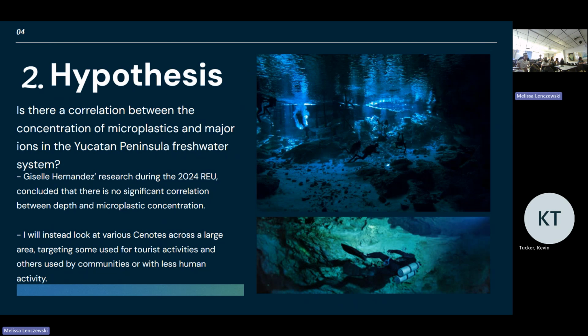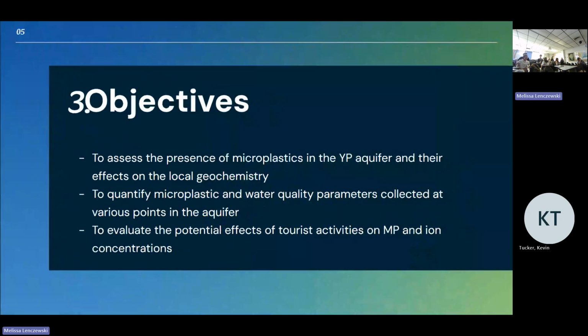Because of this, I'll be looking at a wider area, and I'll only be taking water samples from the surface as opposed to various depths. Some of my objectives are to assess the presence of microplastics in the Yucatan Peninsula aquifer and their effects on the local geochemistry. Also to quantify microplastic and water quality parameters collected at various points in the aquifer, which would be various different cenotes. And to evaluate potential effects of tourist activities on microplastic and ion concentrations.